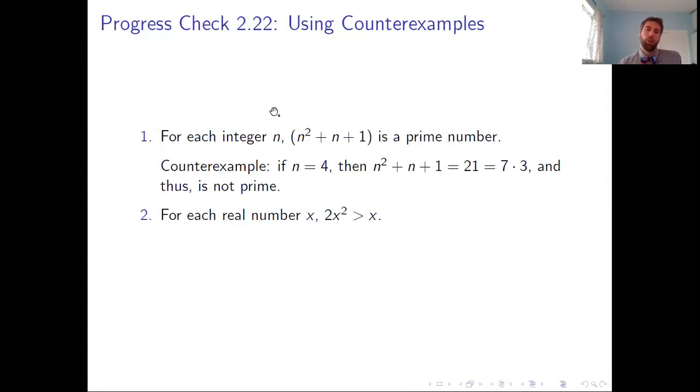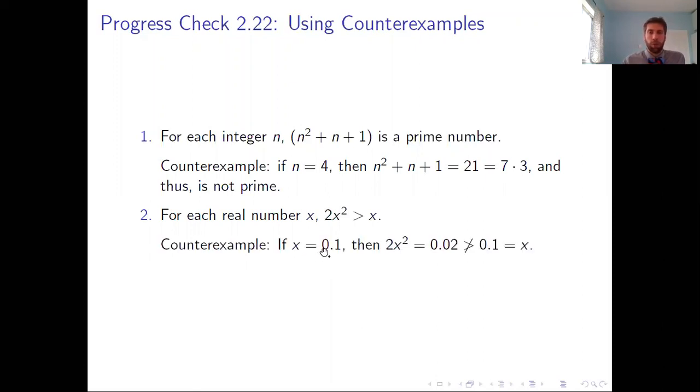Okay, what about: for each real number x, 2x squared is greater than x? Now I have to find a counterexample here. For most numbers that I tend to randomly pick, this would be true, but when x is very small, very close to 0, then this number will be smaller than this number. So if I try 0.1, then 2x squared, 0.1 squared is 0.01, times 2 is 0.02. That's not greater than 0.1.